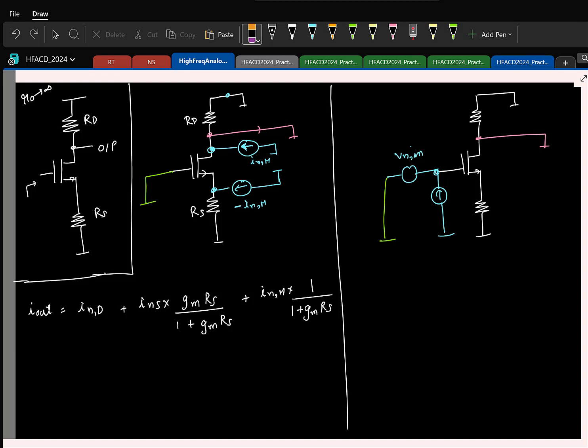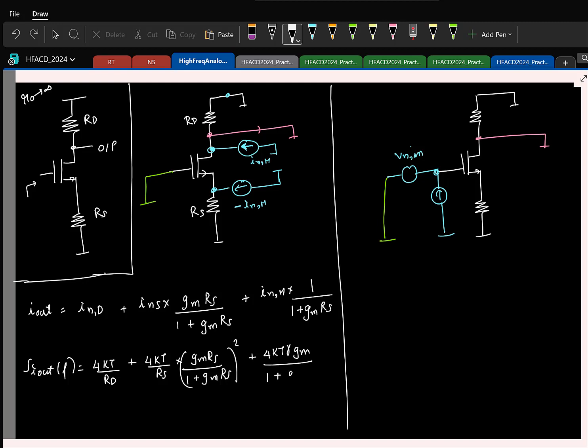So now I can directly write the power spectral density. Let me write it. S_I,out of f is 4kT by RD plus 4kT by RS times this transfer function squared, plus for the transistor it's 4kT gamma gm by (1 plus gm RS) whole squared. Okay, so this part is done.